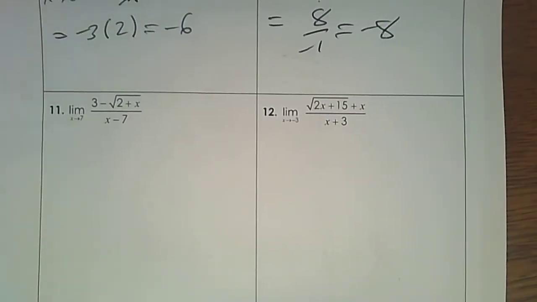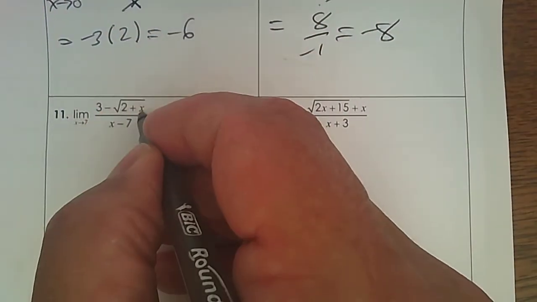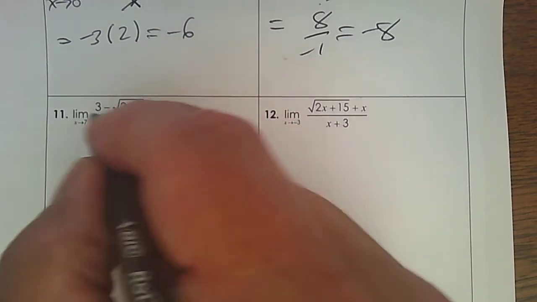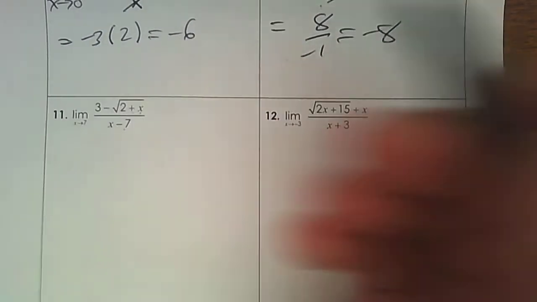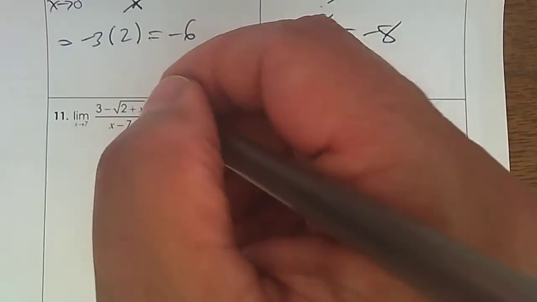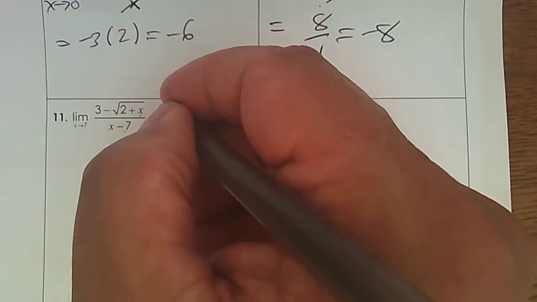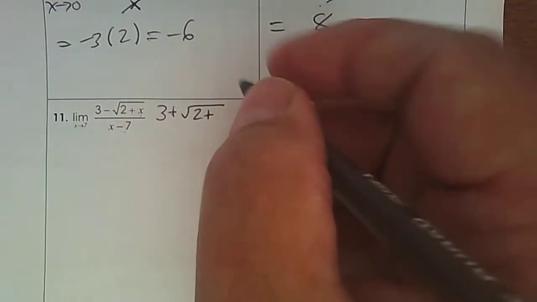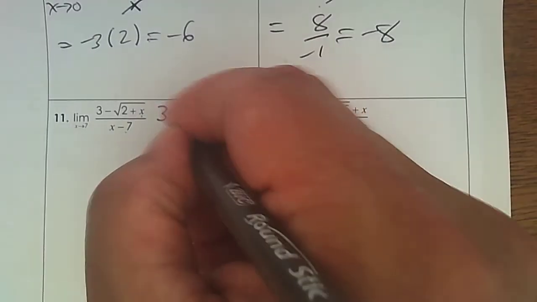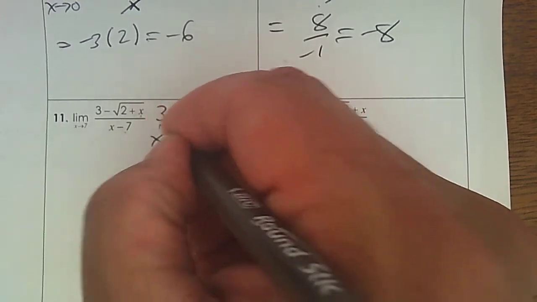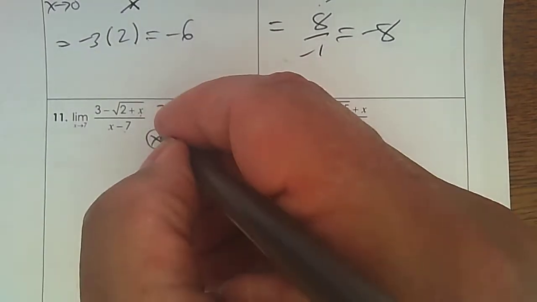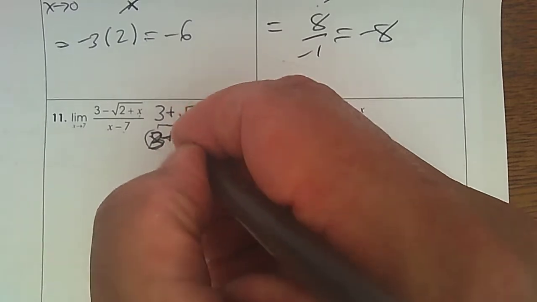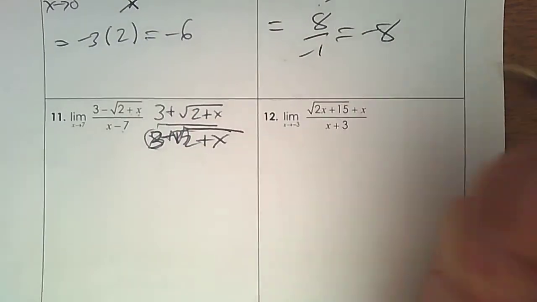Number 11. Again, we're going to do the conjugate. So first, actually, we're going to plug in 7. That's the square root of 9. So 3 take away 3, 7 take away 7. It is indeterminate. So we're going to do the conjugate. In this case, it's the numerator that has the square root. So the conjugate would be 3 plus the square root of 2 plus x. The denominator, the exact same thing. 3 plus the square root of 2 plus x, top and bottom.